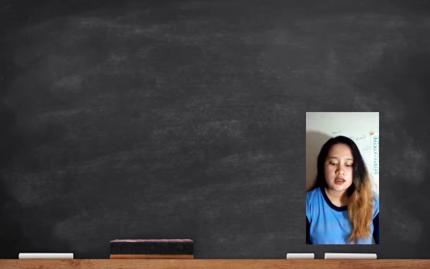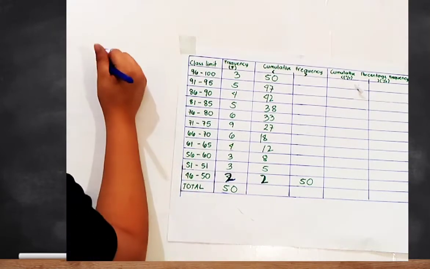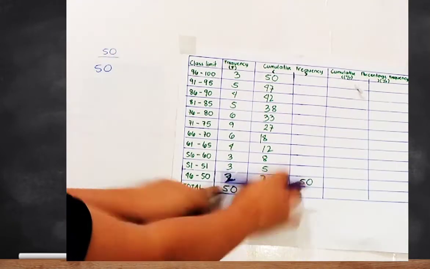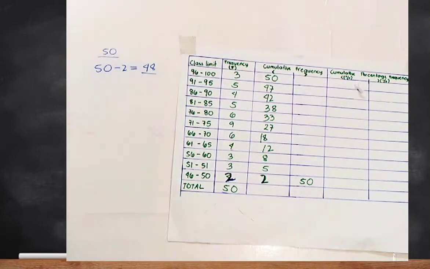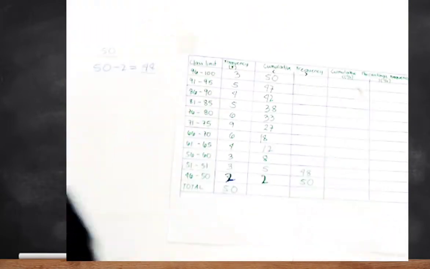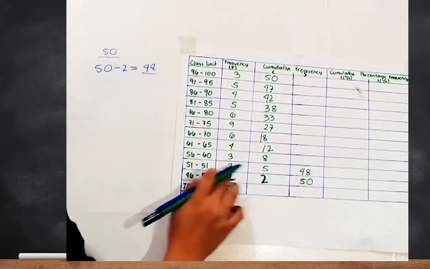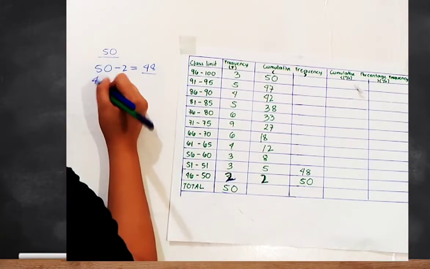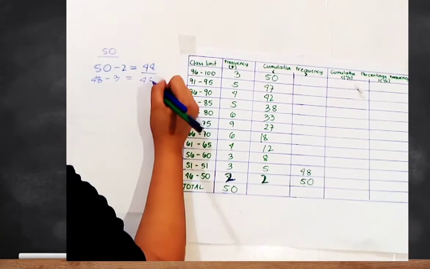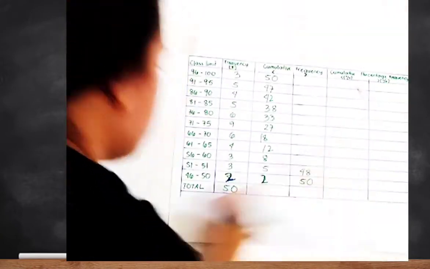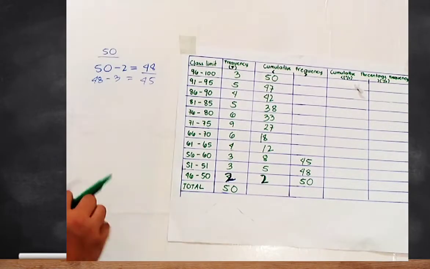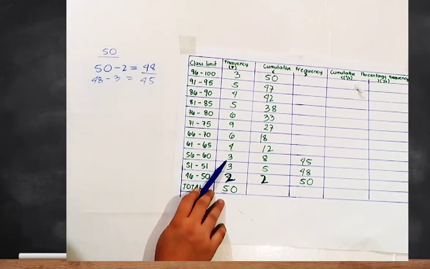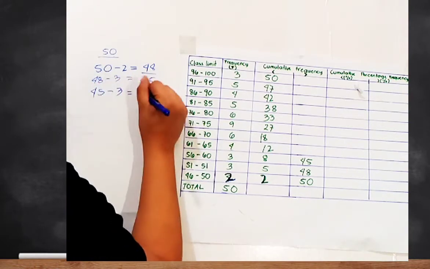Now we will find how to compute the cumulative frequency greater than. First, we have 50, which is the total number of frequencies, so we will put 50 here. 50 minus 2 is equal to 48. So we will write 48 in the second row of cumulative frequency greater than. Then 48 minus 3 is equal to 45.